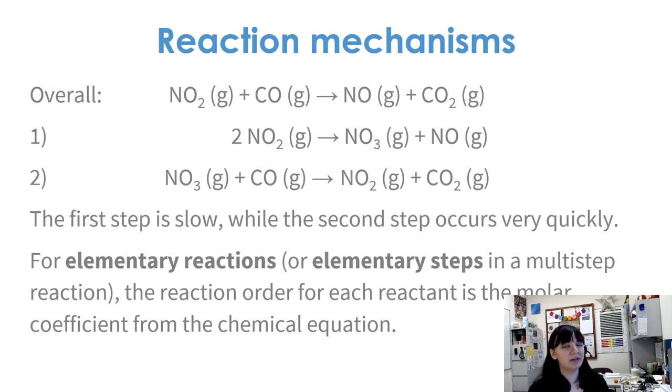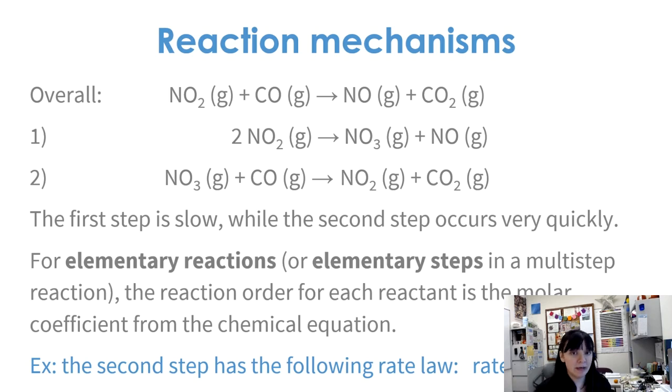Now, what's really nice about that is that it makes actually studying the rate law for those individual reactions very simple, because the reaction order for every reactant in the rate law is just going to be equal to whatever the molar coefficient is in that balanced chemical equation. So for instance, if we look at this second reaction where we have 1 mole of nitrogen trioxide reacting with 1 mole of carbon monoxide, because those both have a molar coefficient of 1, each of those reactants is going to have a reaction order of just 1.